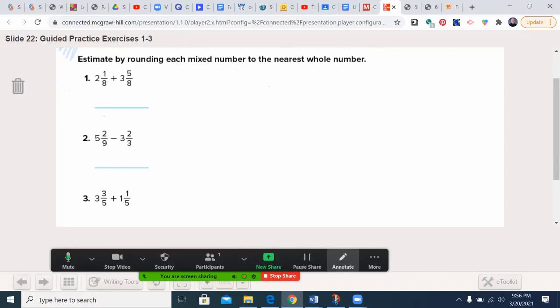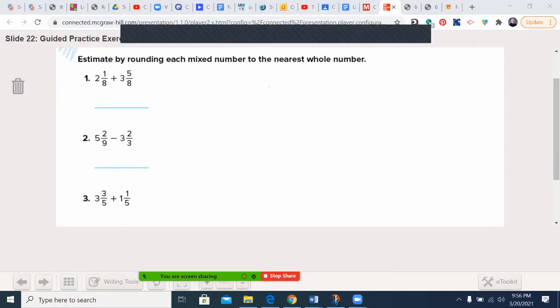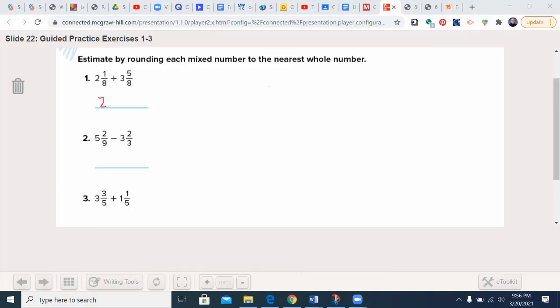Welcome back. Let's see how you did. 2 and an eighth. So it's either going to be 2 or 3. 1 is less than half of 8, so it's going to stay 2. It's adding. 3 and 5/8. Well, half of 8 is 4 and 5 is bigger than that, so I'll add 1 here and that becomes 4. 2 plus 4 is 6. So my answer is about 6.